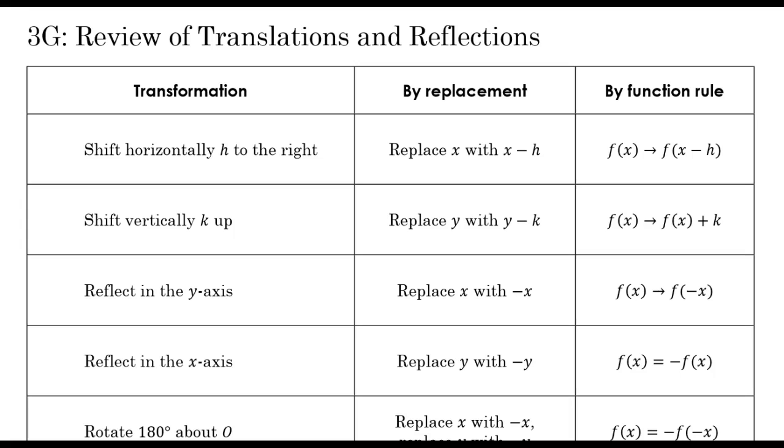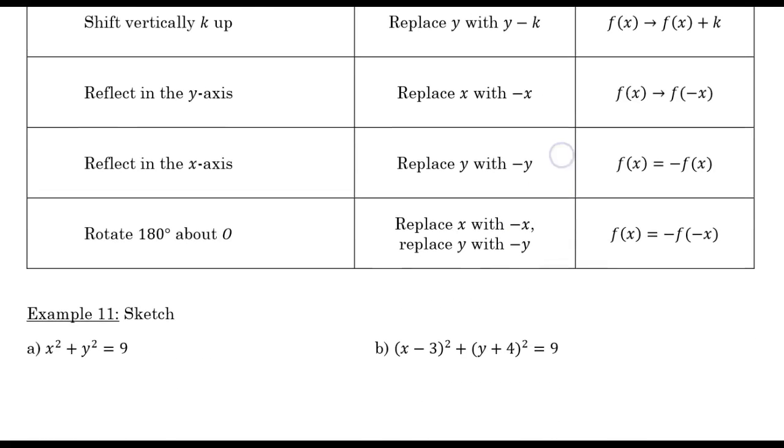To reflect in the y-axis, we replace x with negative x, and to reflect it in the x-axis, we replace y with negative y. If I reflect it in the x and y-axis, if I do both of those transformations, then I essentially rotate it 180 degrees about the origin.